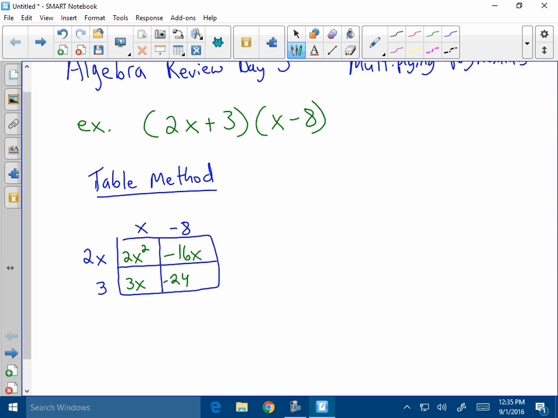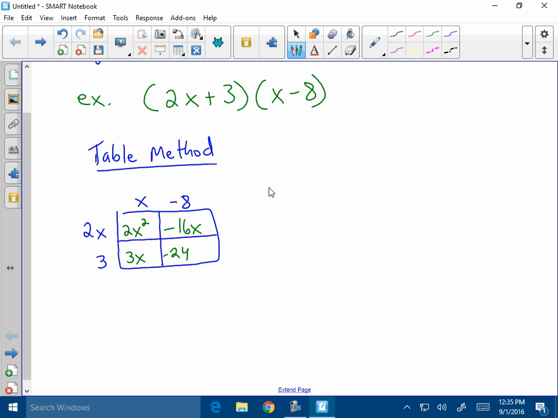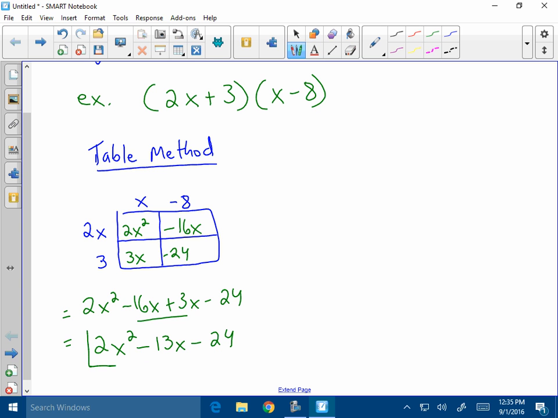There we go. Okay, so what we have there, if we wanted to write it all out again, I've got 2x squared, right, minus 16x plus 3x minus 24. We know at this point that we would combine our like terms together in the middle here. So we would end up with 2x squared minus 13x minus 24. And there's our product.